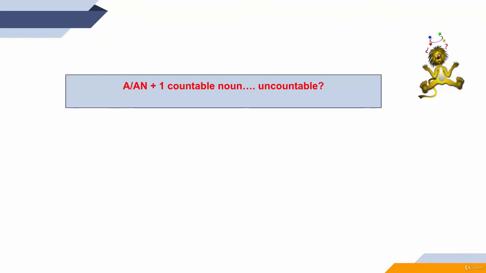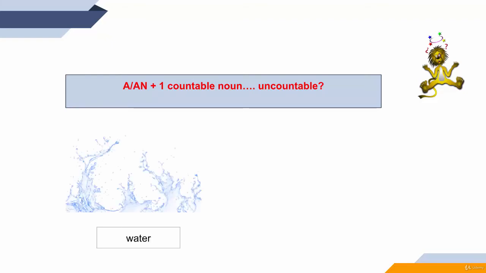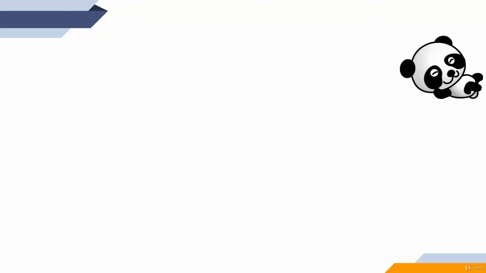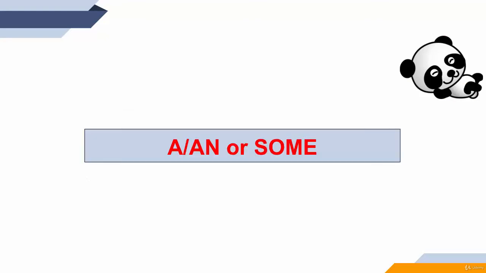But there are some things that you cannot count. For example, water, music. You can't say one water, one music, two musics. No, it's not natural in English. It's not correct. Well, in this situation, we will need some. And let's see what we mean.